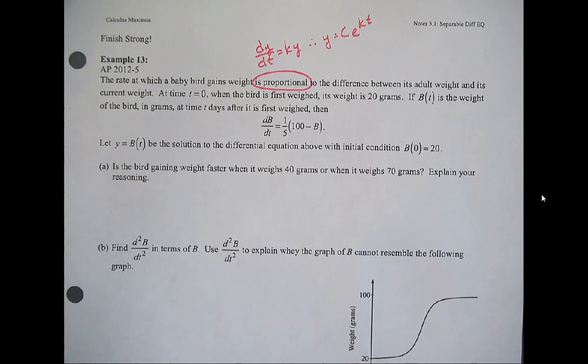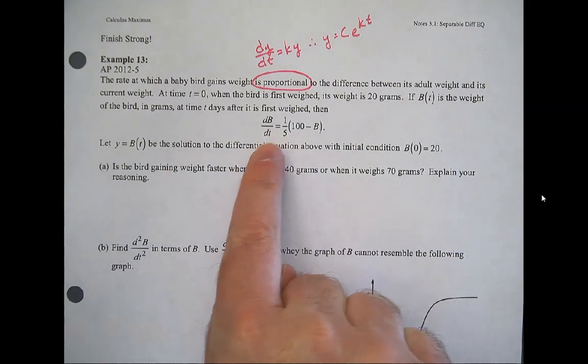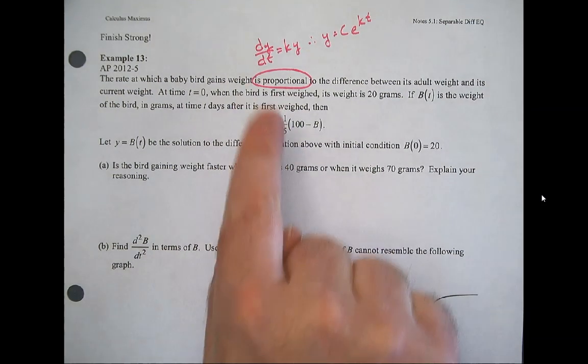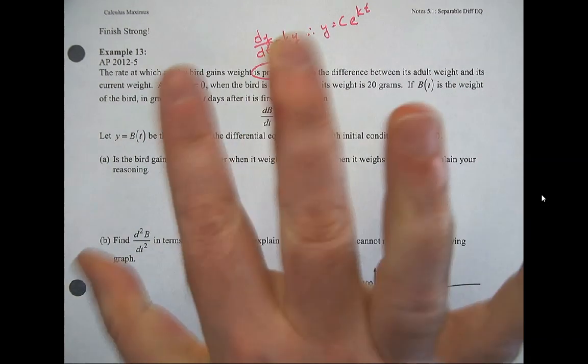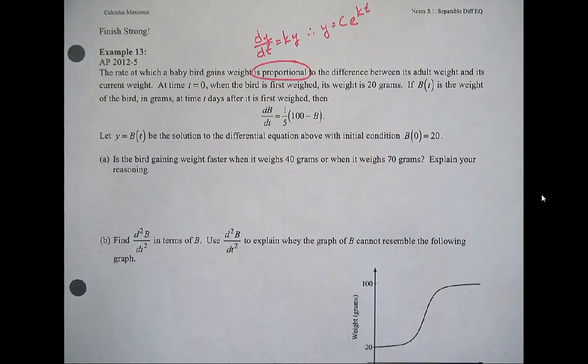I want to memorize that. I'm still in the process. This is my first year teaching it this way, so I haven't memorized it yet, but the more I write it, the more likely I'll be to remember it. Now, it turns out they give me later on what the actual equation is, so I don't even really need that, but that's okay. It's still a good habit. So the rate at which a baby bird gains weight is proportional to the difference between its adult weight and its current weight. All right, that's interesting.